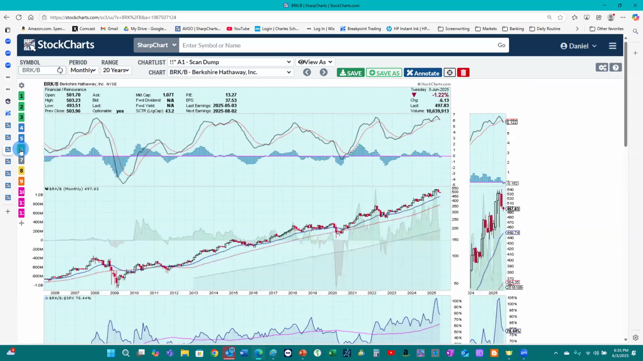And on a monthly view, this is just noise for Berkshire Hathaway from a monthly perspective. It keeps coming down here to the 21 week, and it is not there yet. So that is around 450. Between 450 and 480, it could easily come back to.